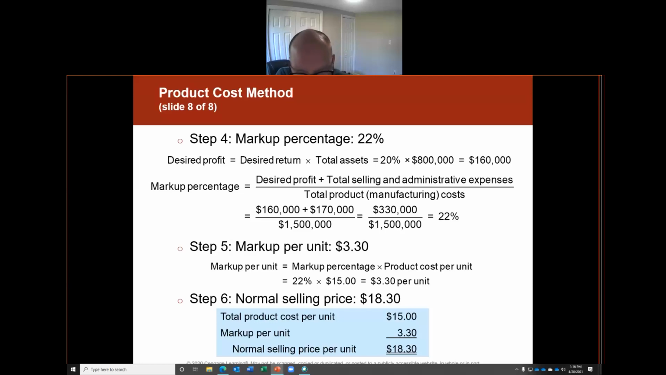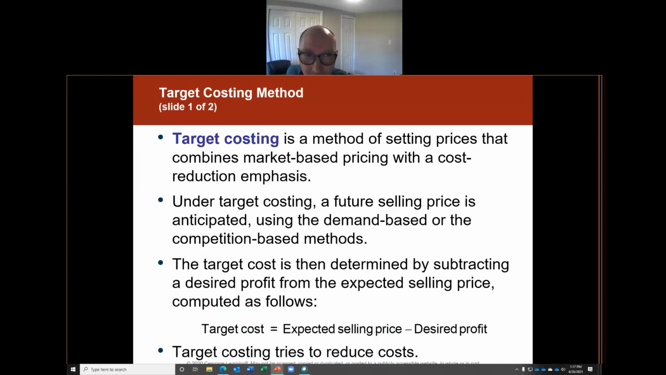So step 5, I find my markup per unit. 22% times $15 per unit is $3.30. So my markup's $3.30. My total cost to produce each unit is $15. I add the $3.30 markup to get a sales price of $18.30. And that's how it really works. That's the most common method used by retailers.